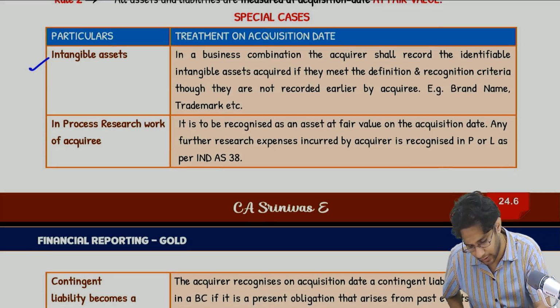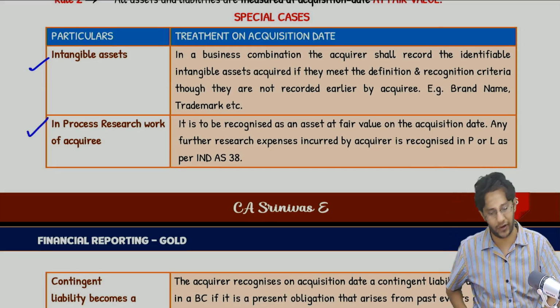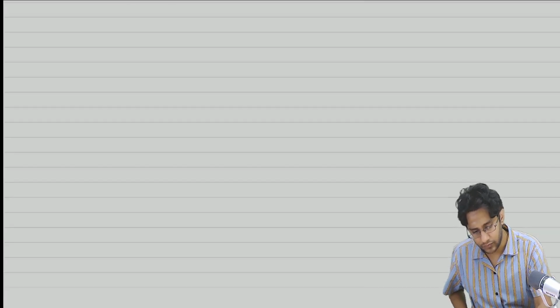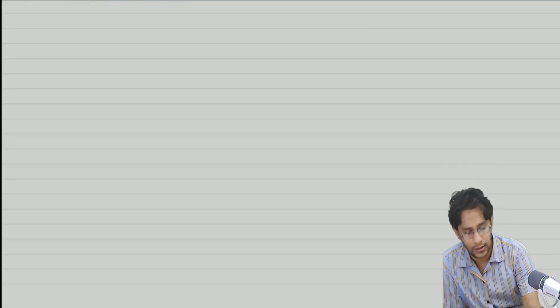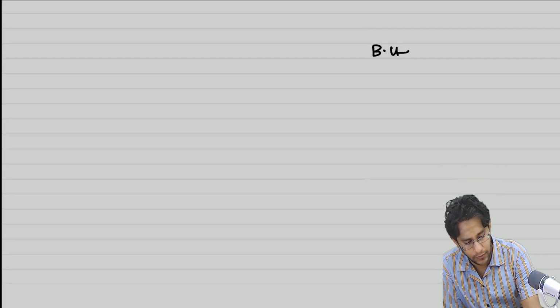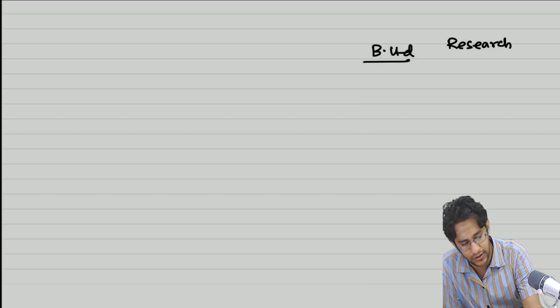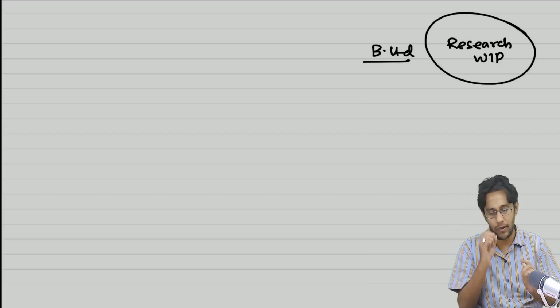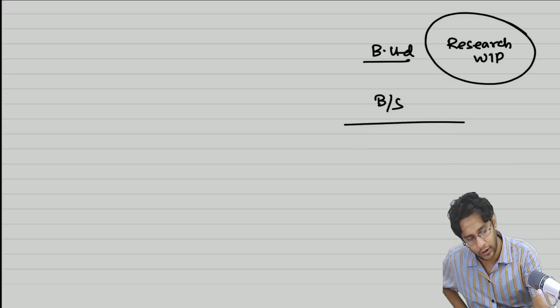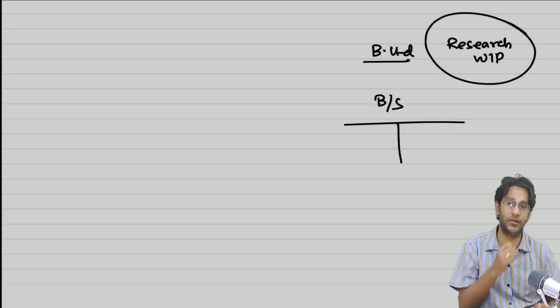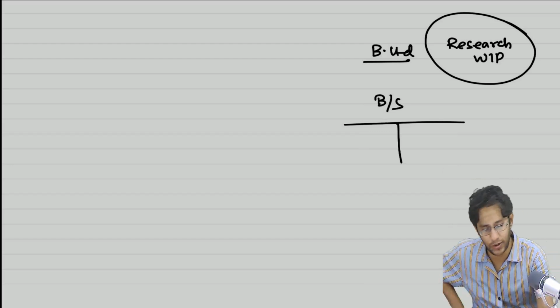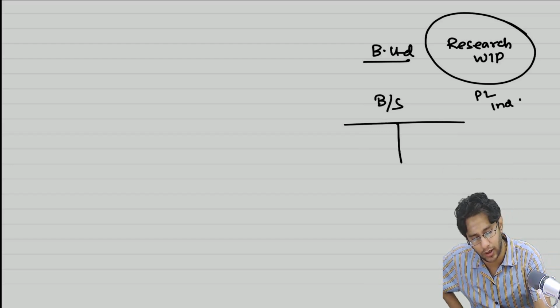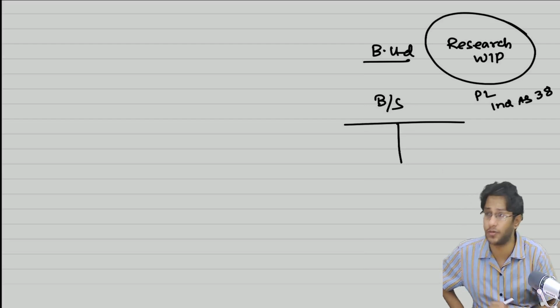Now coming to the next one, in-process research work of an acquiree. Look at this. I am acquiring B Limited. This B Limited is into some research work. Research is not yet totally completed, so it is research work in progress. Some work is happening. But if you look at the balance sheet of B Limited, you will not find any asset with the name of research WIP, because the entire research expenditure is transferred to P&L account in accordance with the requirements of Ind AS 38 Intangible Assets.